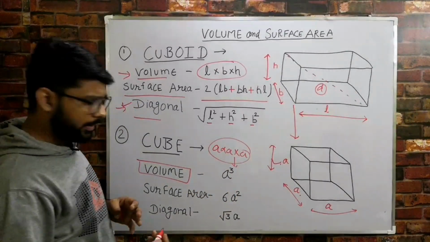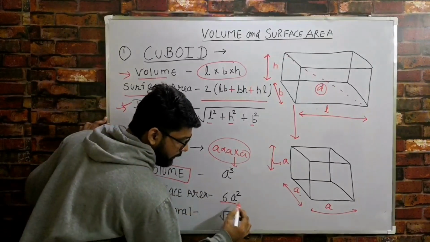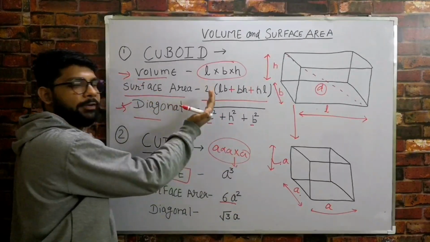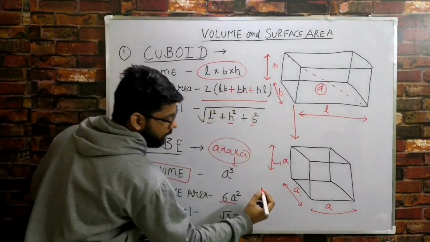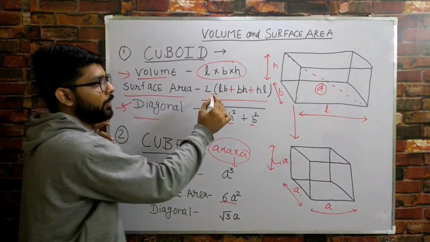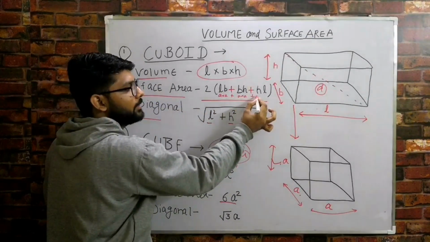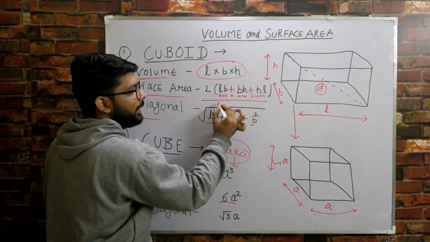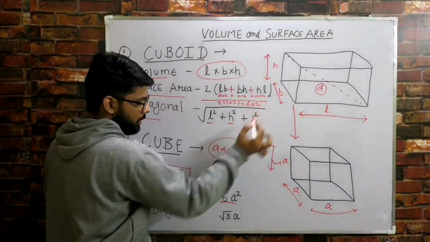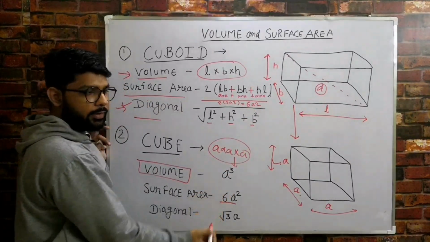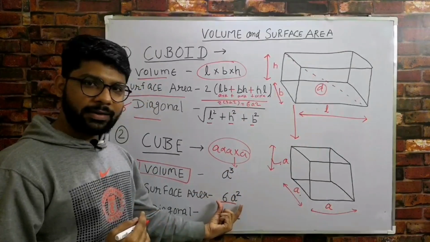Now come to the surface area of a cube. How can you find the surface area of a cube? 6a square. If you look, the same formula is applied here. If I put the value a here, a into a plus a into a plus a into a, so 2 into 3a square is equal to 6a square. So what do we have right here? 6a square.